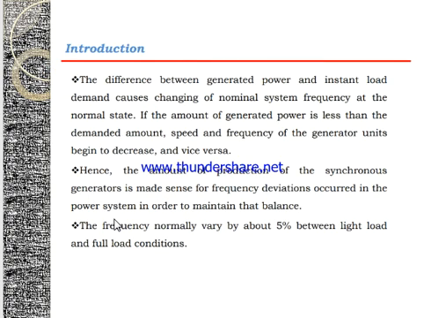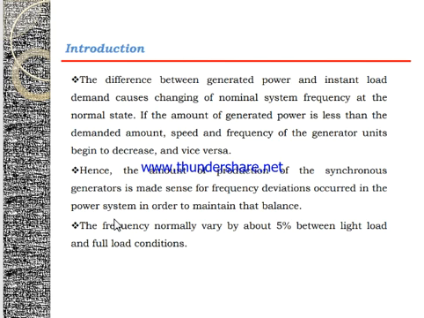The difference between the generated power and the instant load demand will cause a change in the nominal system frequency at the normal state. If the amount of generated power is less than the demanded amount, then obviously the speed and the frequency of the generator units will begin to decrease, and vice versa. Hence, the production of the synchronous generators is made to sense the frequency deviations occurring in the system in order to maintain a balance.